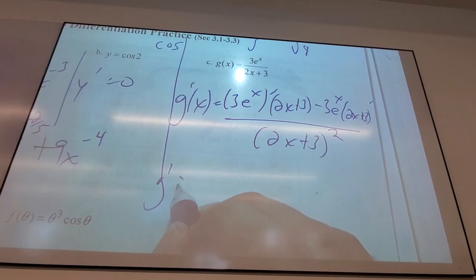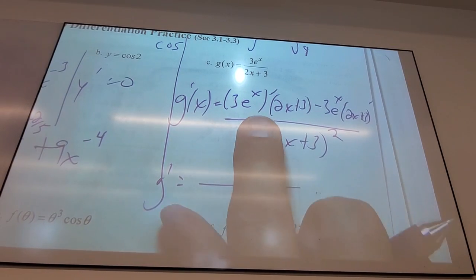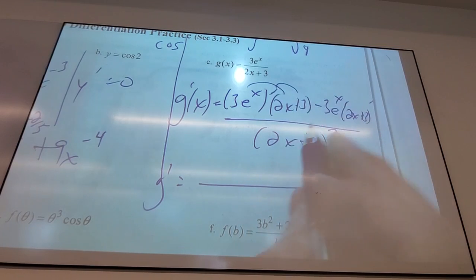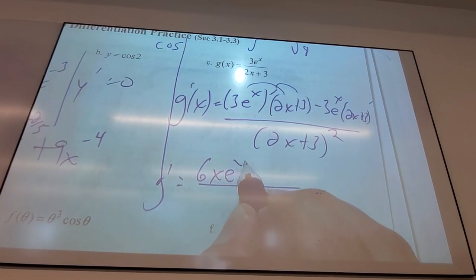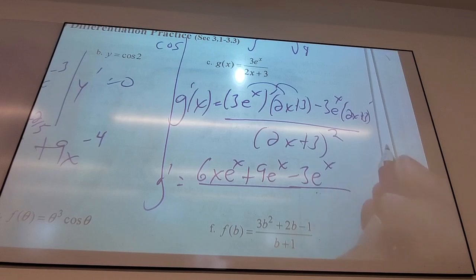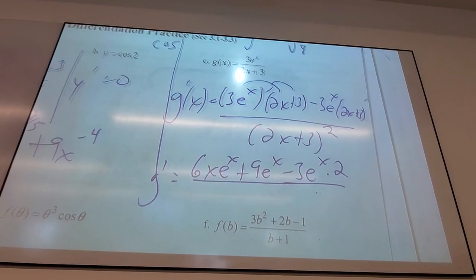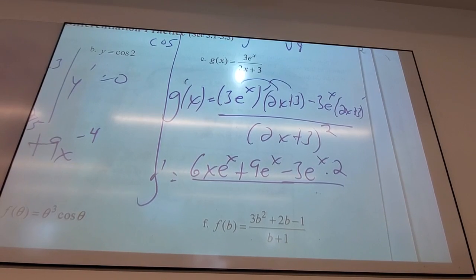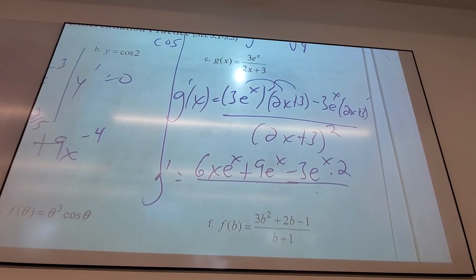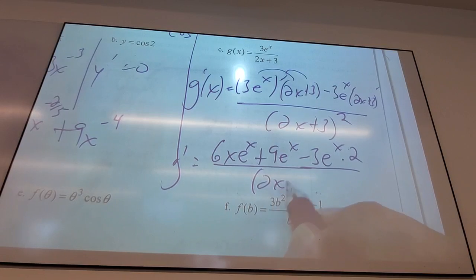Okay. So g prime is, what's the derivative of 3e to the x? I'm going to go ahead and distribute it. I'm going to get minus 3e to the x times, what's the derivative of 2x plus 3? 2. Never forget, derivative just means slope. If I say what's the derivative of 2x plus 3, it's the same thing as saying what's the slope of 2x plus 3. And the slope of 2x plus 3 is 2. All over this business.